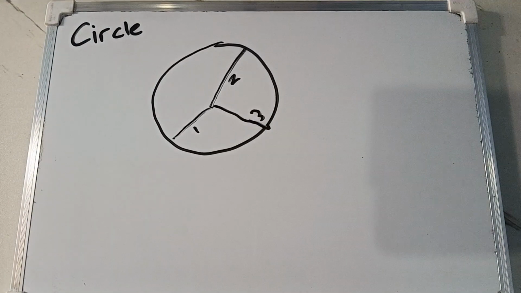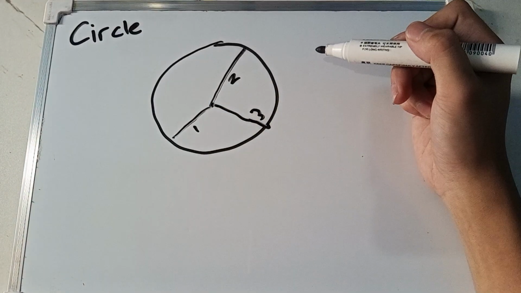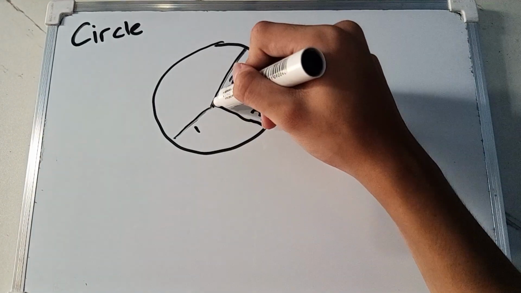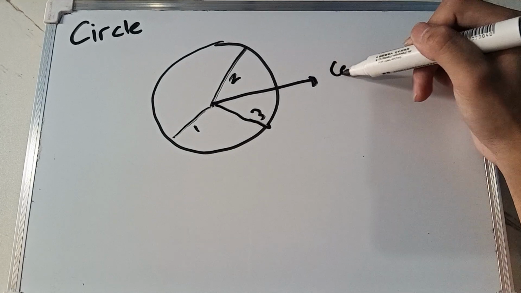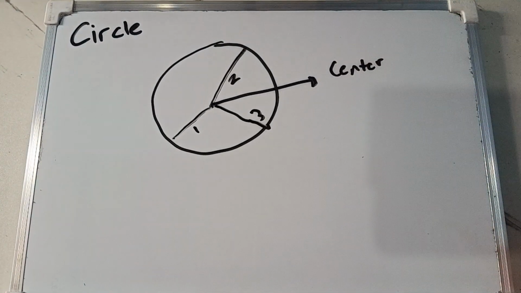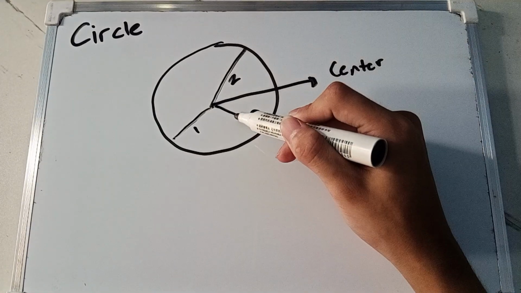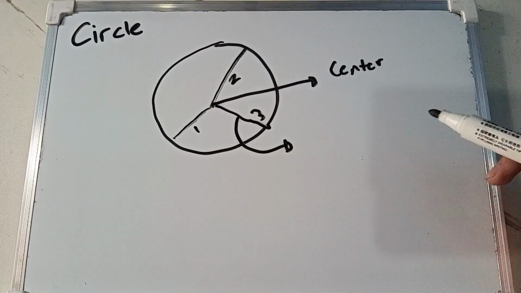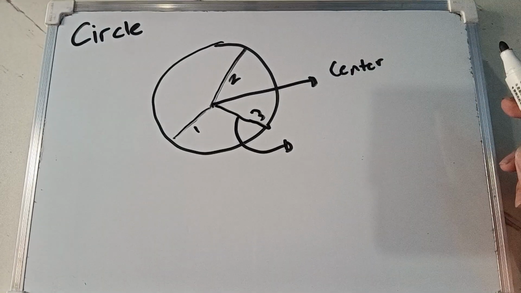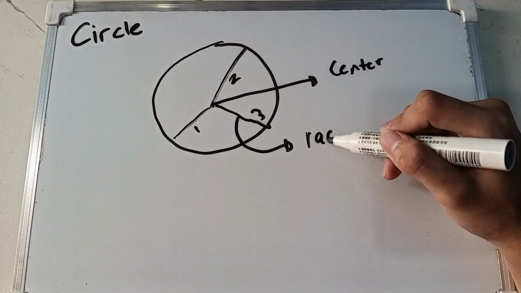Now there are many parts of a circle, so let's start with the most basic. This fixed point is called the center. It is in the middle of the circle. Next one is the radius, the distance from the center to a point. So that is the radius.